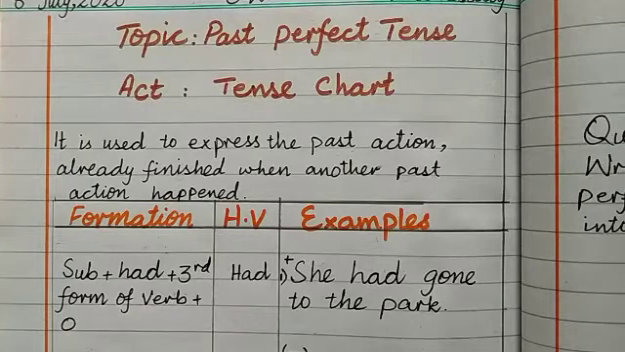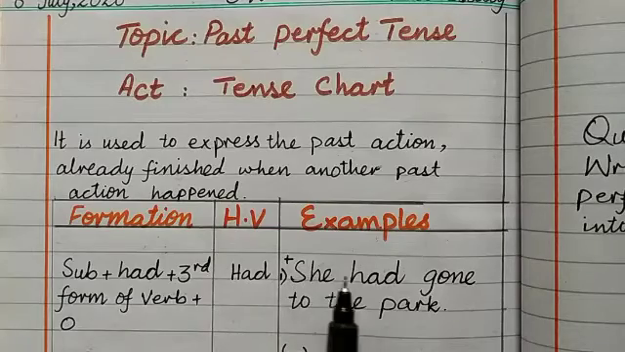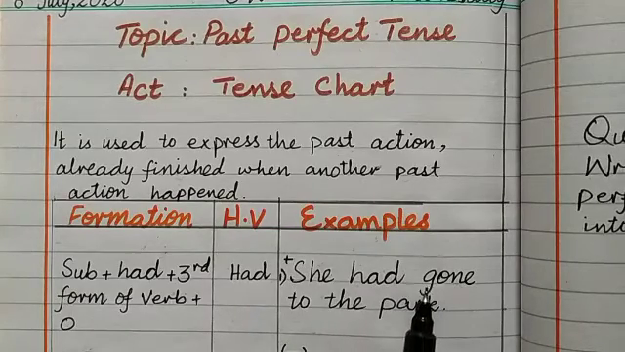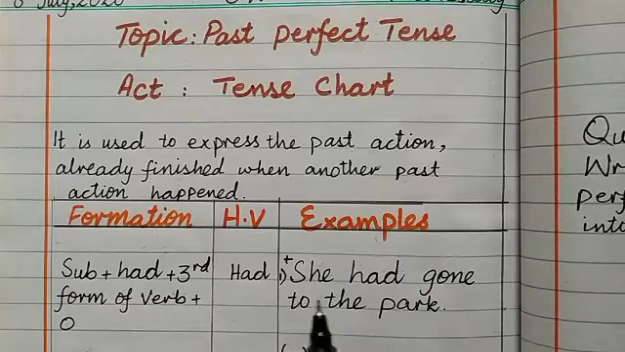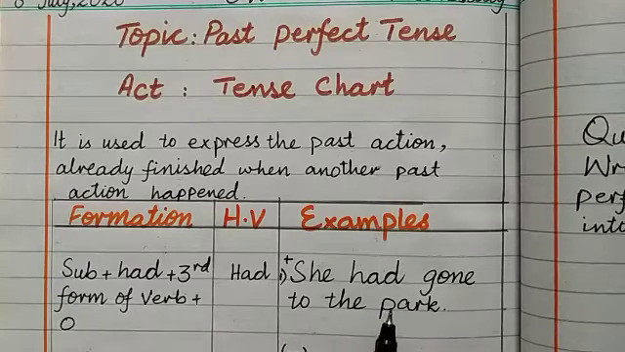I will tell you the positive, negative and interrogative sentences, how to change positive sentences into negative and then into interrogative. So first, the positive sentence: she had gone to the park. In this sentence, she is the subject, had is the helping verb, gone is the third form of go, and the park is the object. She had gone to the park. It's a positive sentence of past perfect tense, and its helping verb is had, and we use the third form of verb.